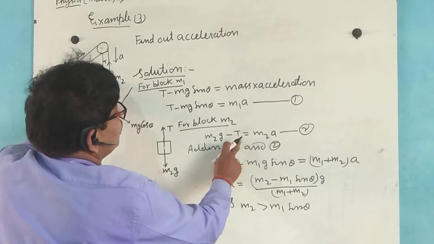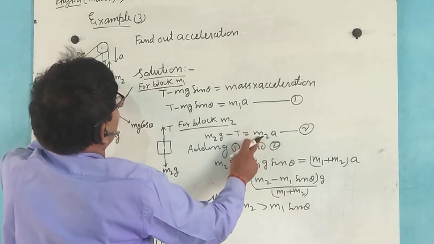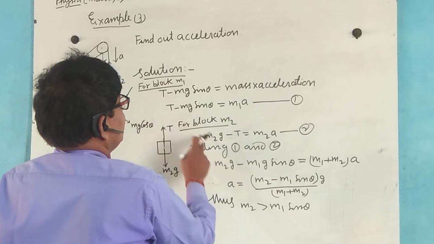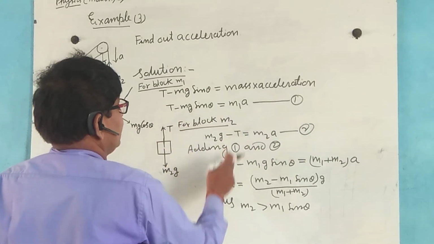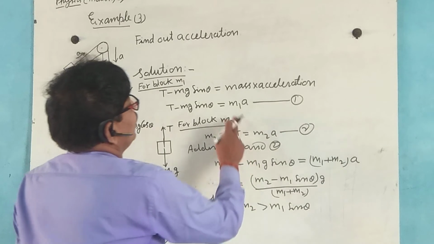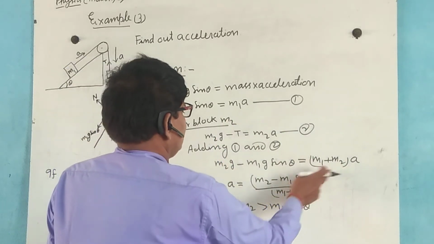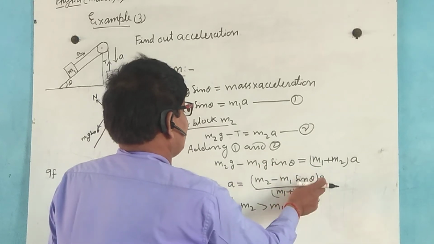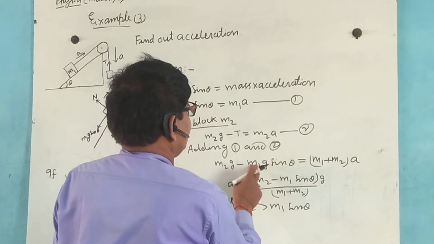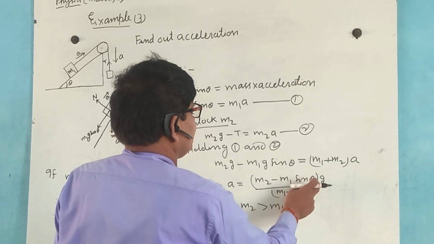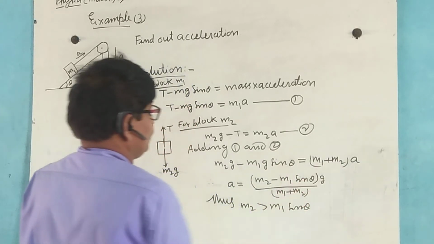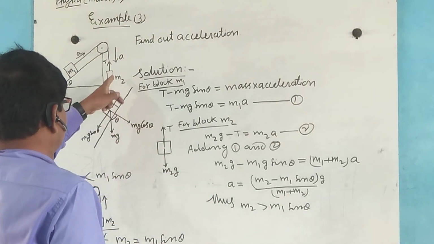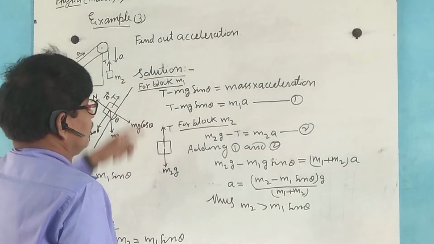is equal to mass into acceleration, M2 into a. Adding 1 and 2, T and T cancel, M2g minus M1g sin theta equals (M1 plus M2)a, so that a equals, taking g common, (M2 minus M1 sin theta) into g divided by (M1 plus M2). This is the acceleration of the block here.